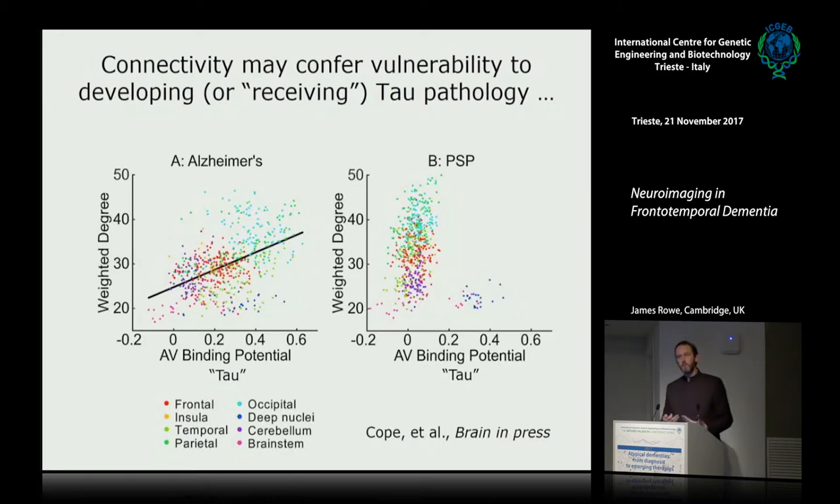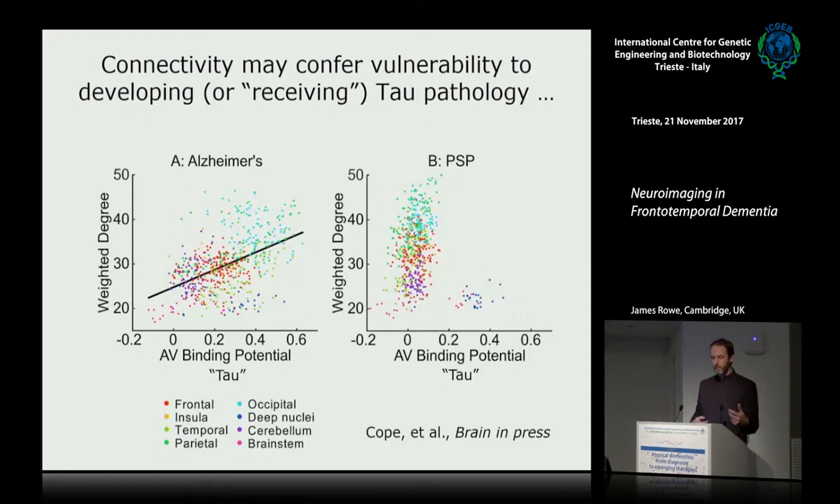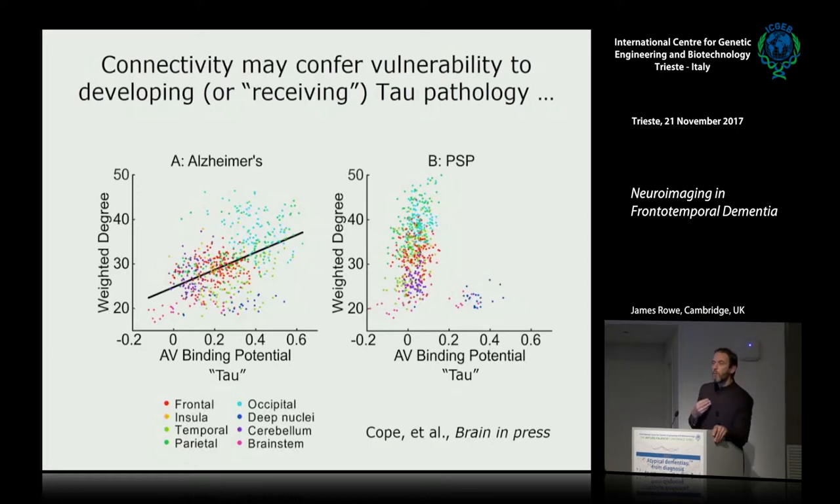So taking this back, what we can ask with our PET measure of the tau burden from AV1451 in each of 500 brain parcels, how does that relate to the changes in connectivity, in informational processing? And we see a striking difference between Alzheimer's disease and PSP. In Alzheimer's disease, areas that normally have high degrees, weighted degree that's weighted by the strength as well as the presence of a connection, the more connected a region, the higher its tau burden.